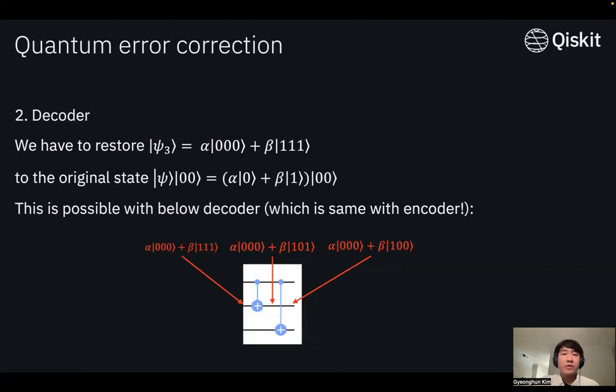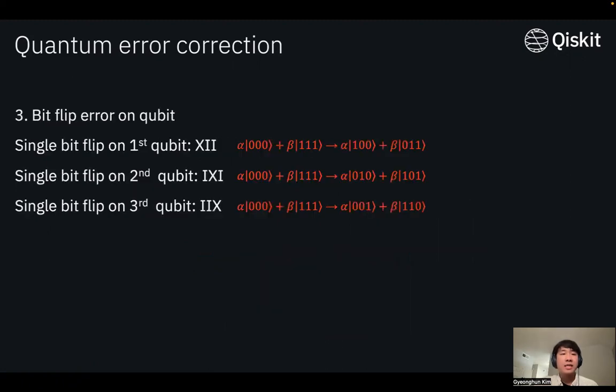And we can do the same thing for decoding. If we apply 2 CNOT gates, we can restore this alpha 000 plus beta 111 state into alpha 000 plus beta 100 state. So now we can do encoding and decoding. The remaining thing is detecting and correcting. Before we look at detecting and correcting, let's see the bit flip error on a qubit first.